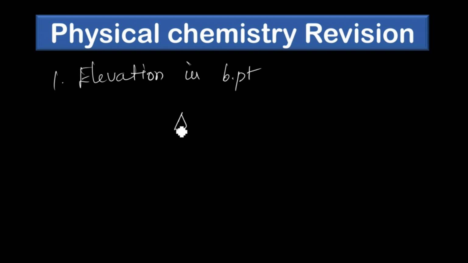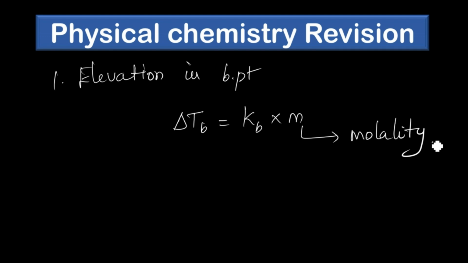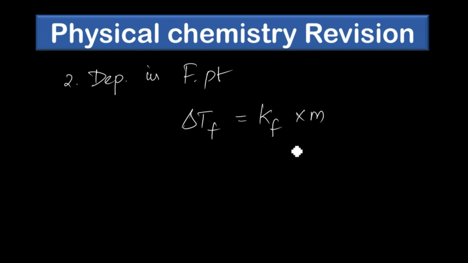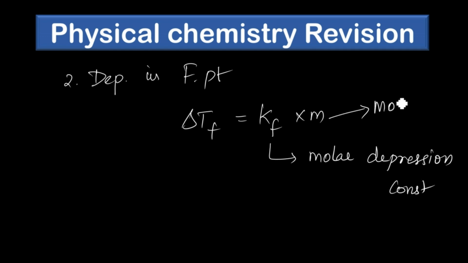So here I am having the formula delta TB, the elevation in boiling point, equals ebullioscopic constant into molality. Okay, not molarity, molality of the solution. In the next formula, that is depression in freezing point, delta TF equal to KF into M. KF is molal depression constant, and M is again molality.